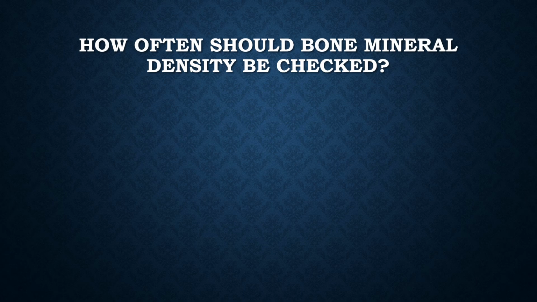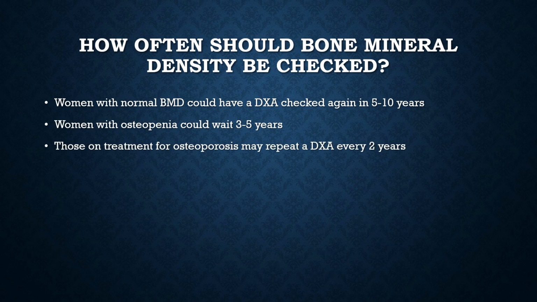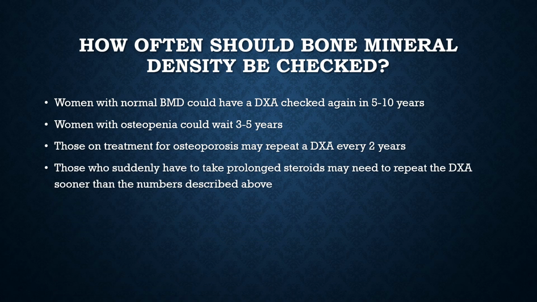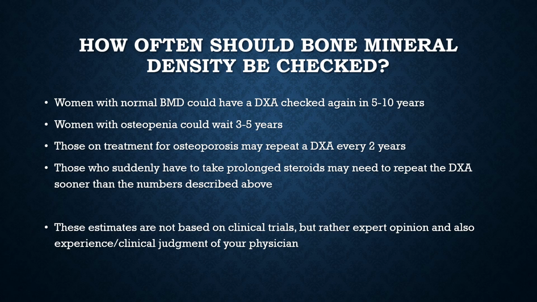How often should bone mineral density be checked? Women with normal bone mineral density could have a DEXA checked in 5 to 10 years after a normal reading. Women with osteopenia, which is mildly thin bones, could wait 3 to 5 years before checking a DEXA again. And those on treatment for osteoporosis may repeat a DEXA every 1 to 2 years. Those who suddenly have to take prolonged steroids may need to repeat the DEXA sooner than the numbers described above. These estimates, though, are not based on clinical trials, but expert opinion and also on the experience and clinical judgment of your physician. So you should ask your personal physician when your DEXA should be repeated.